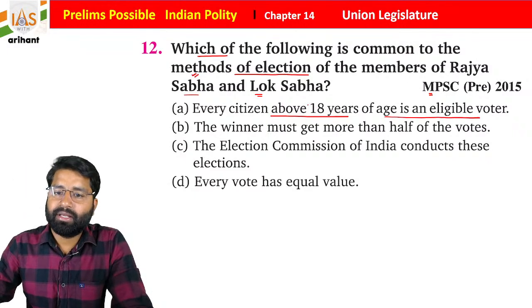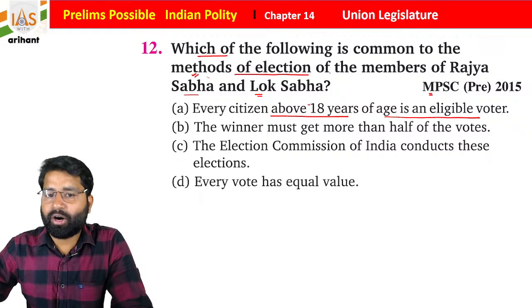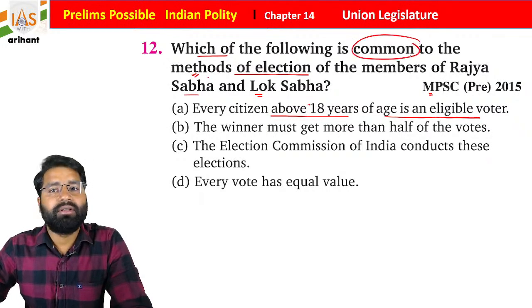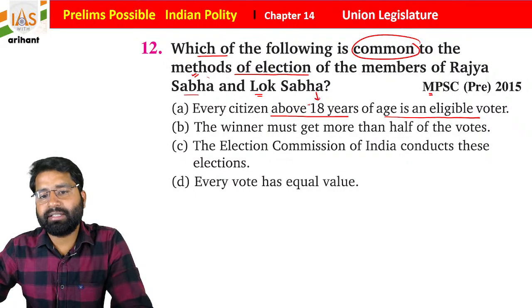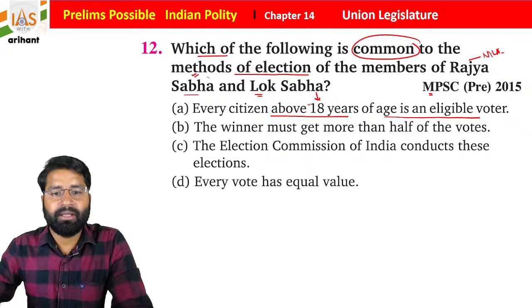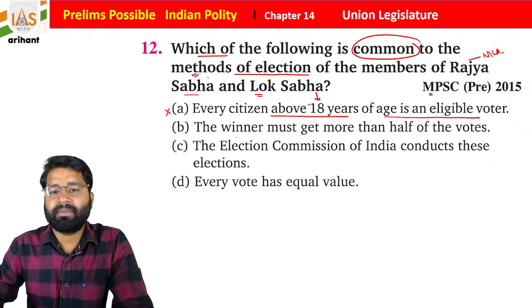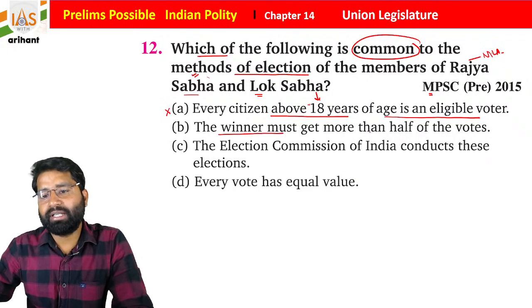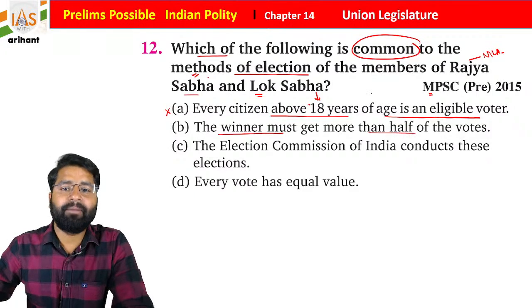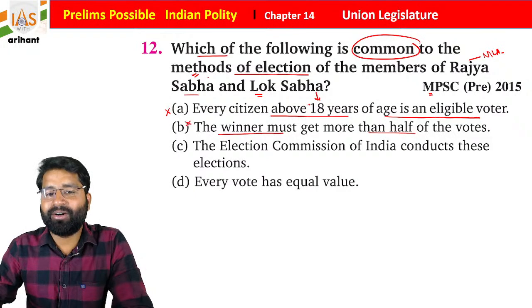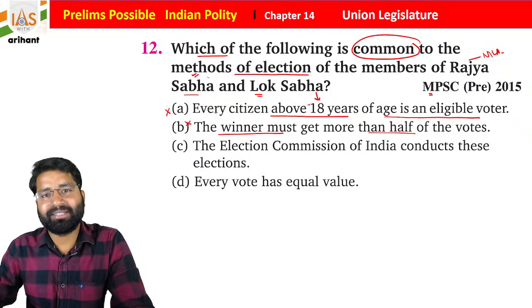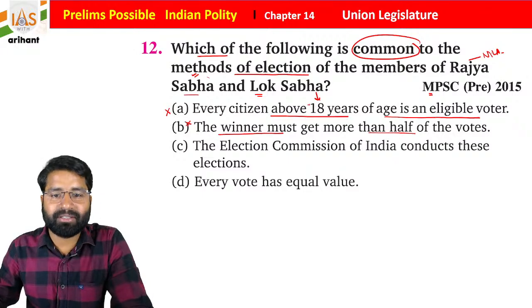So they are asking about what is common for Lok Sabha and Rajya Sabha. We know that Lok Sabha members are elected directly, but Rajya Sabha members are elected indirectly by members of the Legislative Assembly of a state. So this statement is going to be incorrect. The winner must get more than half of the votes. Okay, it is fine, but it is not true for every condition. In Rajya Sabha, there is a single transferable vote system.